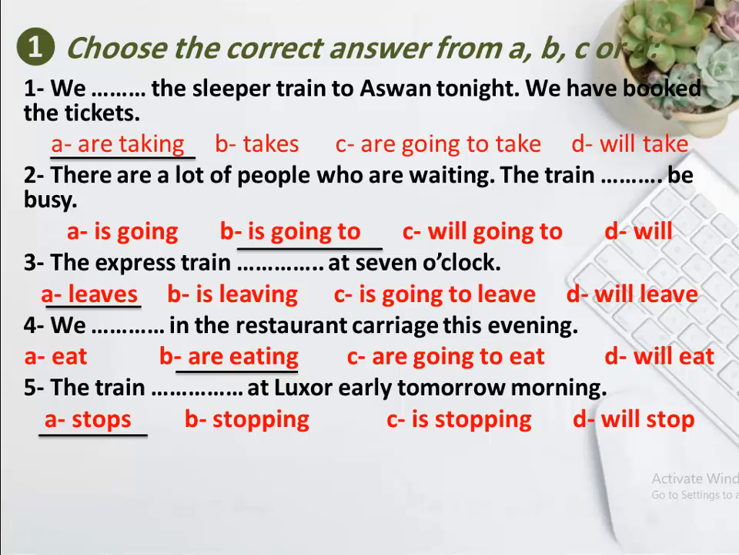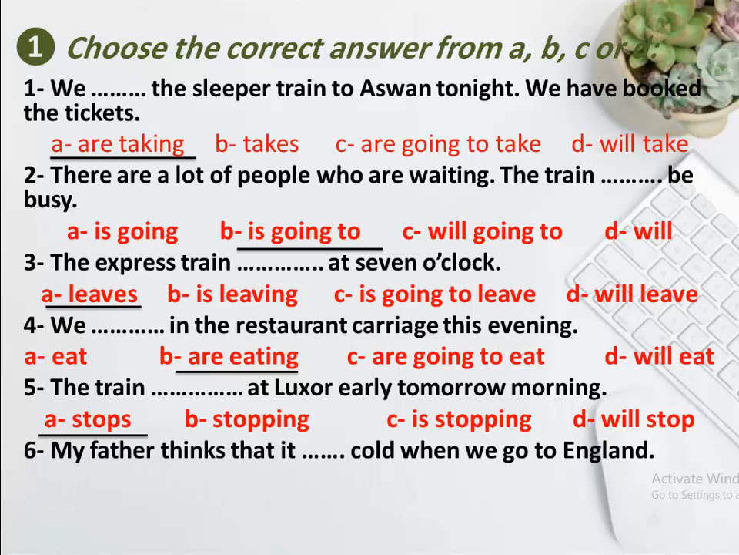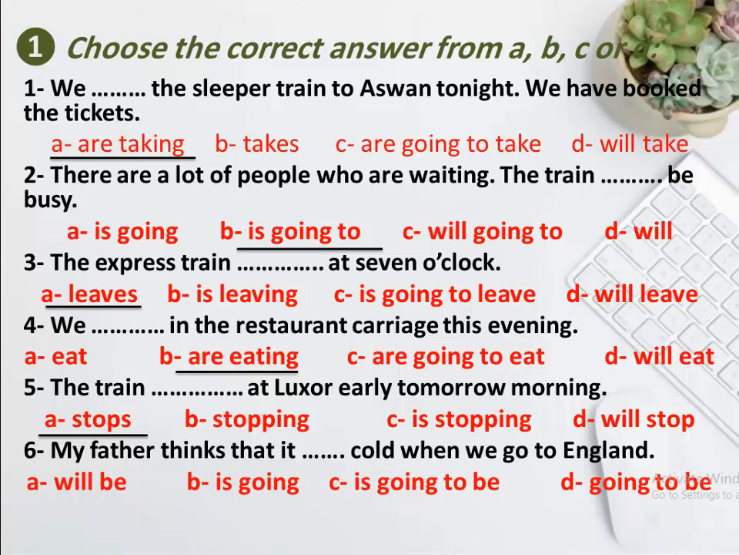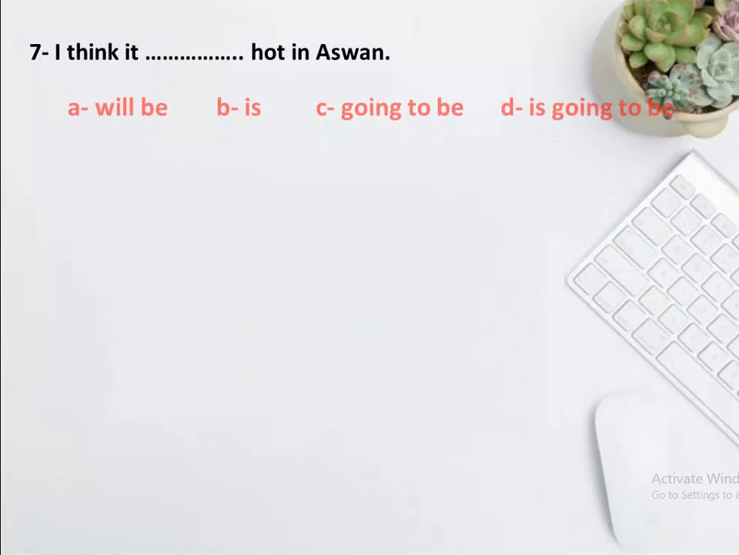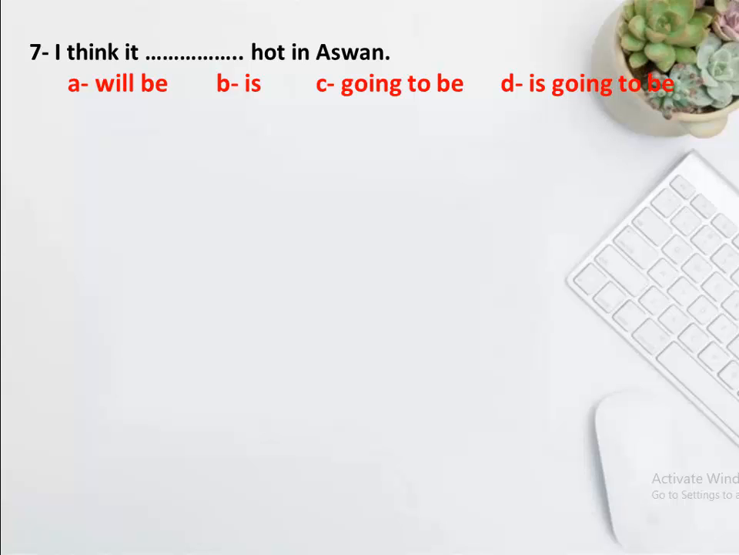fixed schedule. Number 6: My father thinks that it ___ cold when we go to England: will be, is going to be. It will be, because my father predicts without evidence. Number 7: I think it is ___ hot in Aswan: will be, is going to be. Will be. I think it will be hot. I predict, but without evidence.